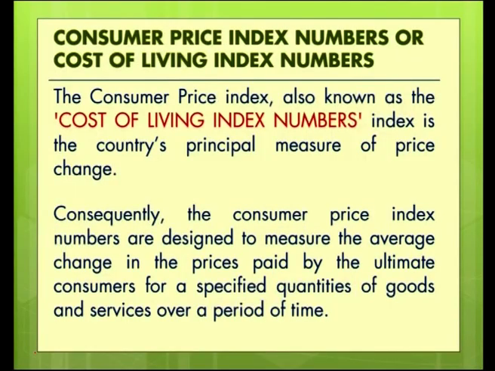After studying these 4 index numbers, the next in line we have to study is the cost of living index number. It is also called the consumer price index number, because the consumer is paying the cost, therefore it is called consumer price index numbers. The consumer price index, also known as cost of living index numbers, is the country's principal measure of price change. This is very important. Consequently, the consumer price index numbers are designed to measure the average change in the prices paid by the ultimate consumer for a specific quantity of goods and services over a period of time.